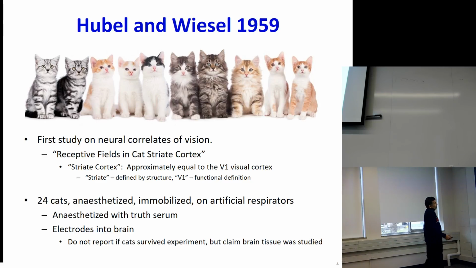So the striate cortex is approximately equivalent to the first visual layer, V1 cortex, which forms the first level impressions.